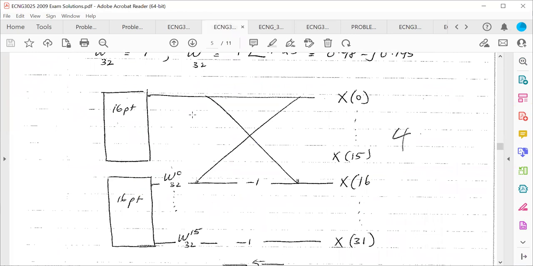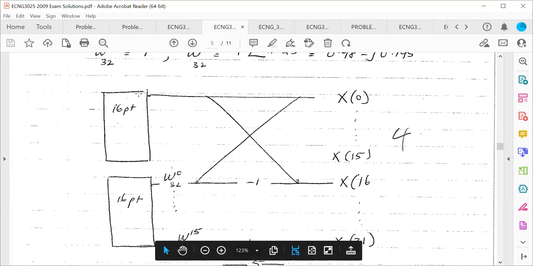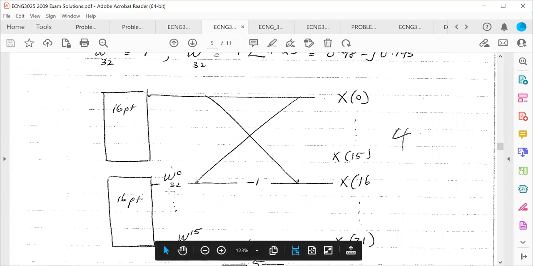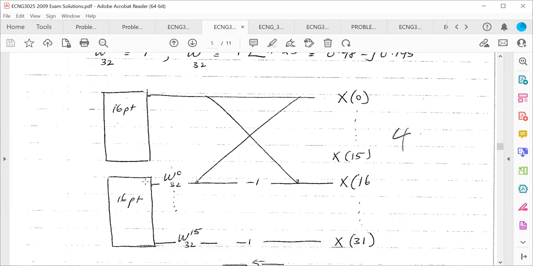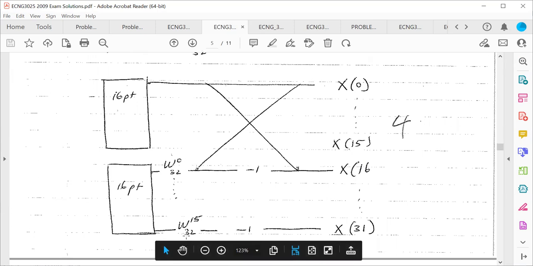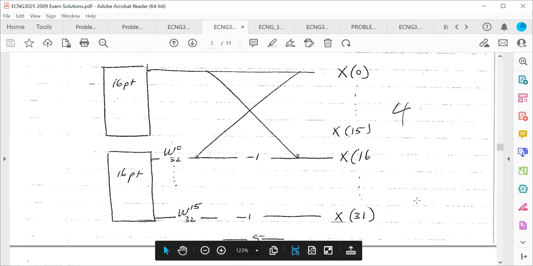And then the output stage. Remember the output stage for a 32 point FFT, they will be combining two 16 point FFT answers, and the butterfly operation will be like this. The output, remember this is the even one and the odd one. So it will be the upper 16, the first one will be combined, added to the first value of the lower 16 point, and the twiddle factors used, of course, will be W0 32 to W15 32 for that one. Okay.